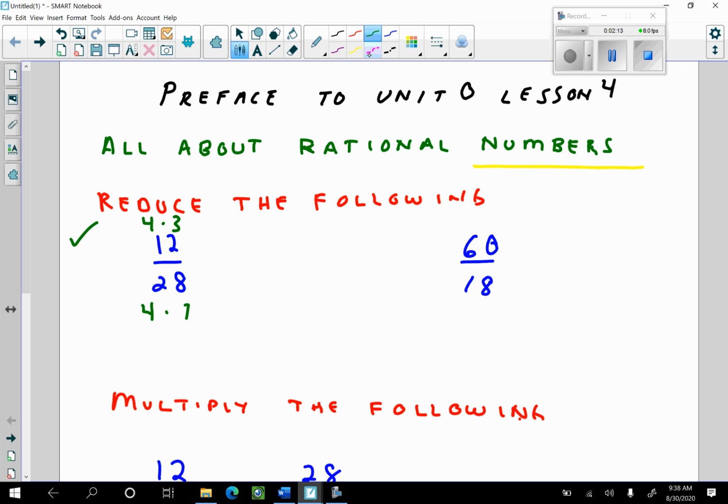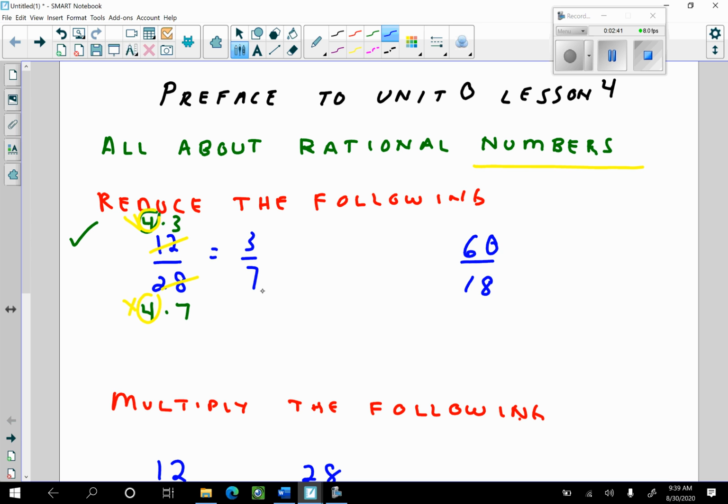So now the 12 and the 28, pardon me, are gone. And we made those, better make that 7 a little bit more prominent there. And now, what we're going to do, I see I have a like factor of 4 up here and a like factor of 4 down here. And what I'm going to do is just cross those off. And so those are gone. And so what do I have left? I have 3 7ths left is all I have.